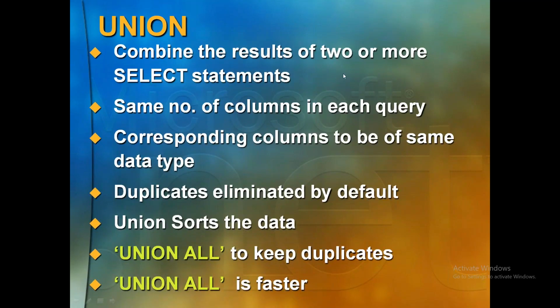So combine the results of two or more select statements, same number of columns in each query, corresponding columns to be of the same data type, duplicates eliminated by default. If I use union, union sorts the data. Union all to keep the duplicates, union all is fast. Clear? So this is very, very important.